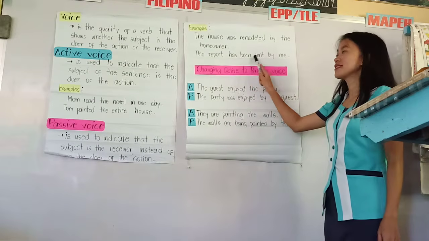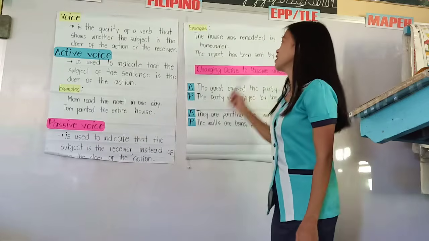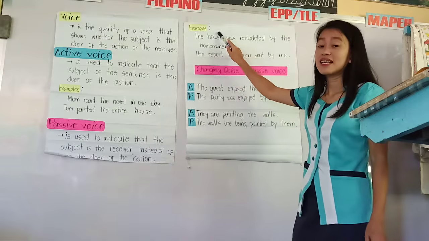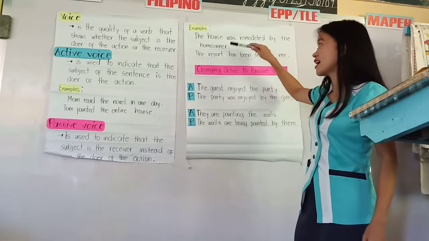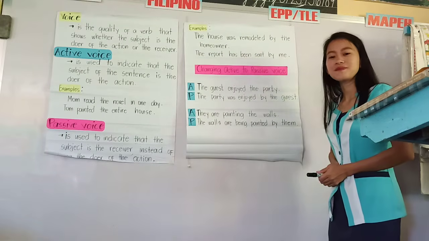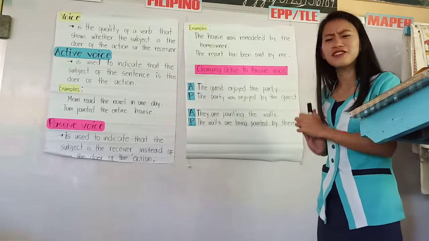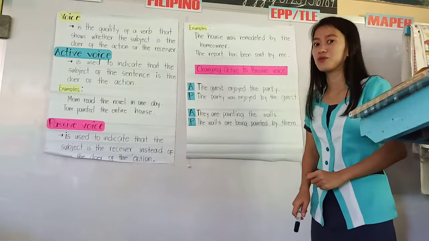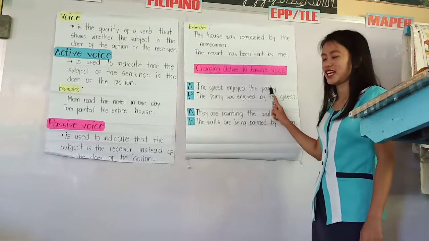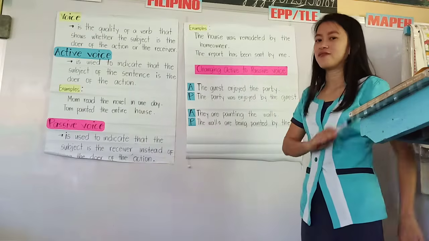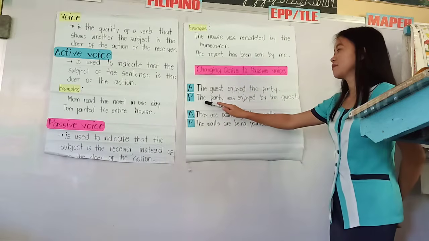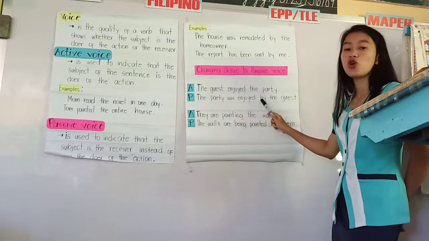The report has been sent by me. In this sentence, the homeowner is the doer, while the house is the one being emphasized as the subject. The same goes with the second example. Now let's try to change active voice into passive voice. How can we do that? I have here an example. The guests enjoyed the party. If we change it into passive voice, the order of the words will change. It will become: The party was enjoyed by the guests.